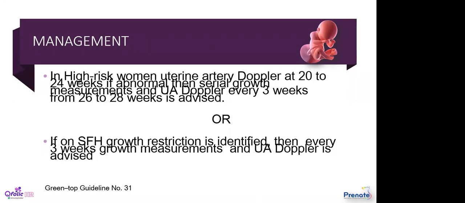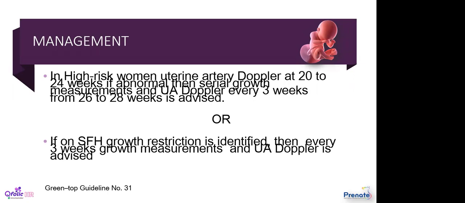In a high risk pregnancy, if we see by taking history that the woman is at high risk, that means there are risk factors in the mother, then we do the uterine artery Doppler at 20 to 24 weeks, as I have already said. And if the uterine artery Doppler is abnormal, showing a notch, we should follow these women regularly at least at 3 weeks interval by doing biometry and umbilical artery Doppler. If a superficial fundal height growth restriction is identified, then growth measurement and umbilical artery Doppler every three weeks is advised.